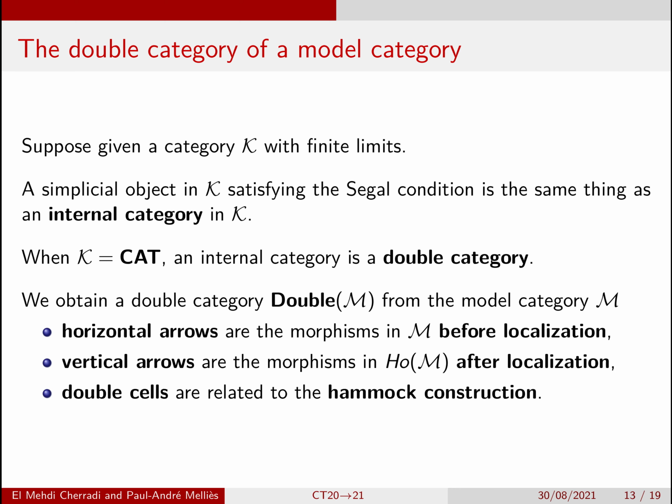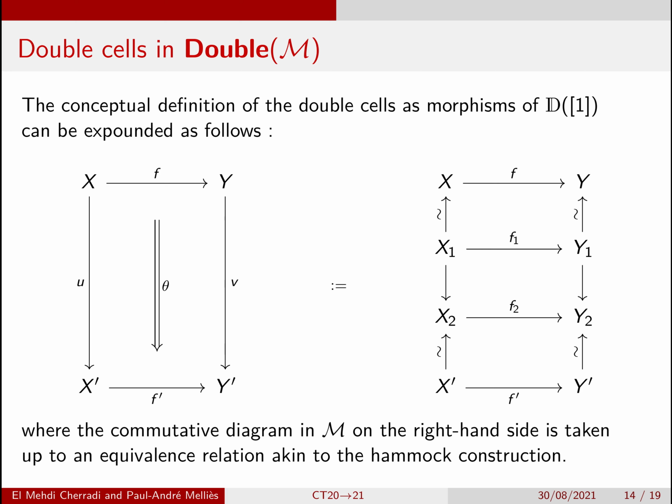We have thus obtained a double category in a canonical way, which we will call double M, from the model category M, which has horizontal arrows the morphisms in M. So before localization, the vertical arrows are the morphisms in the homotopy category, therefore after localizing, and the double cells are related to the hammock construction. Precisely, the double cells look like this.